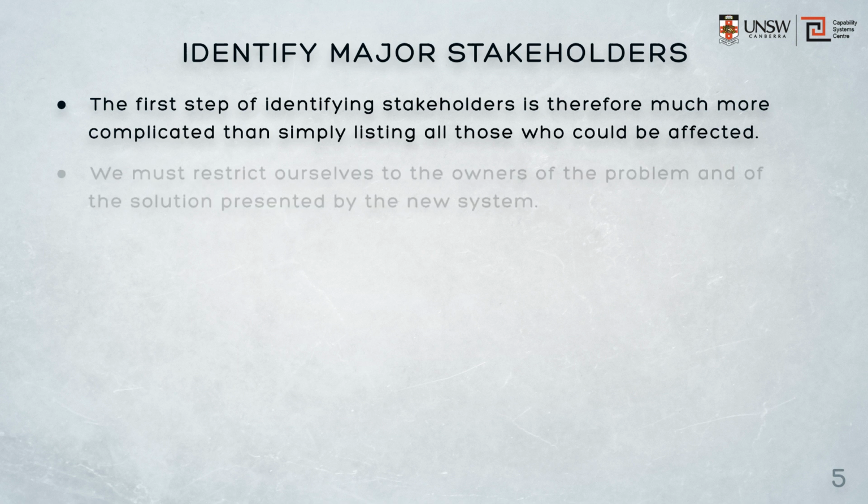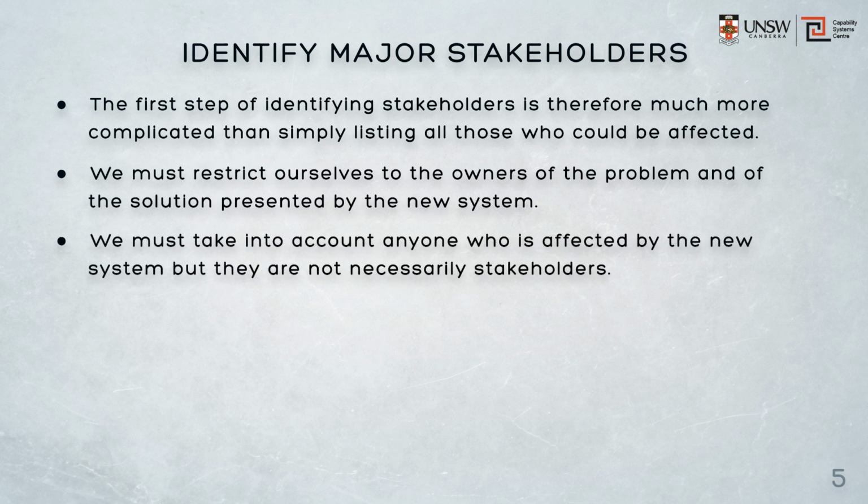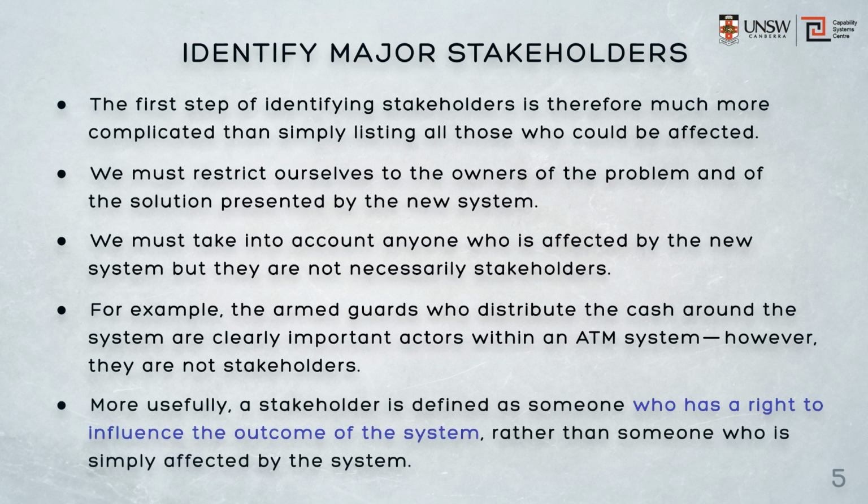We need to do that, but we must restrict ourselves to the owners of the problem and of the solution presented by the new system. We certainly do need to take into account anyone who is affected by the new system when we're considering requirements, but that doesn't mean that they are stakeholders. For example, when considering the design of an ATM system, the armed guards who distribute cash around the system are clearly important actors. However, they're not stakeholders. They're actors whose actions the system must be designed to support. So more usefully, a stakeholder is defined as someone who has the right to influence the outcome of the system, rather than someone who is simply affected by the system.